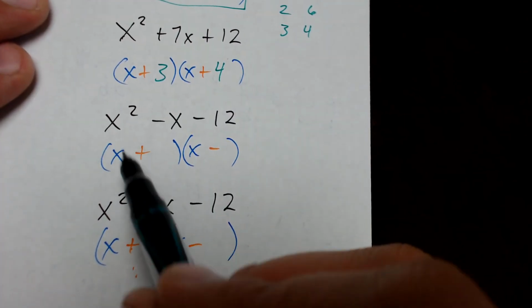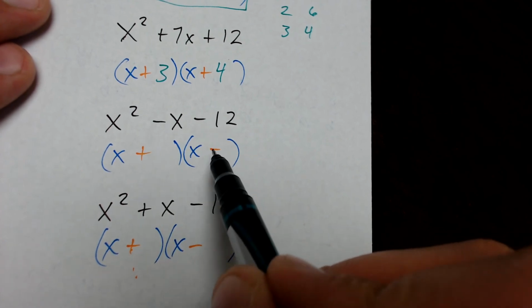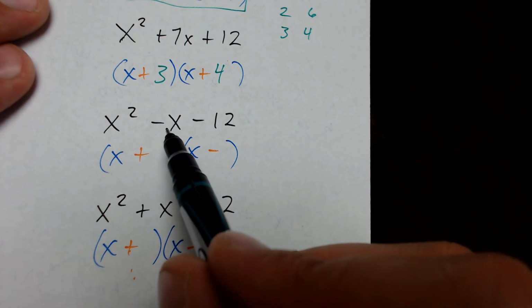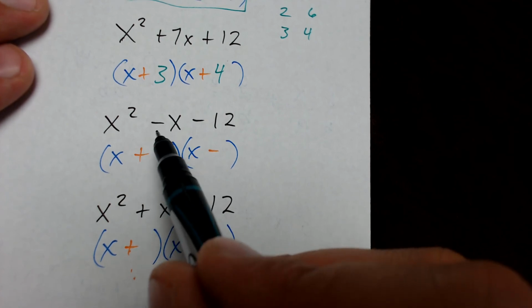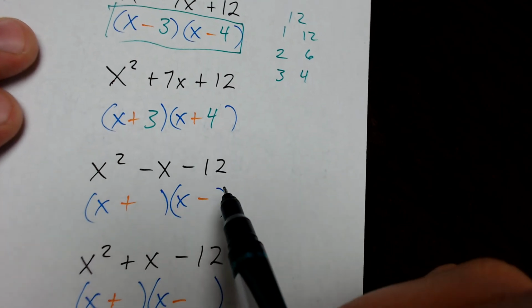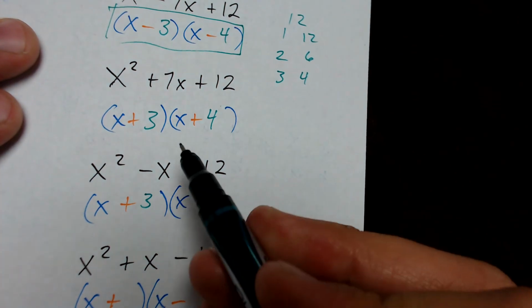Now let's go to the next one. We have x squared, x and x, last sign negative, so positive, negative, doesn't matter which order they go in, and then they add up to negative x. Now, remember this has a coefficient of 1, so negative 1. So what numbers can fit in here that will create negative 1? Well, if 4 is negative and 3 is positive, negative 4 and 3, negative 1.